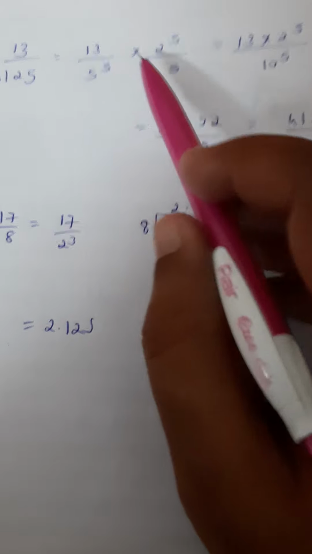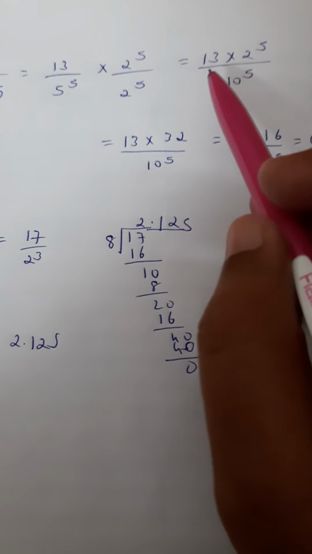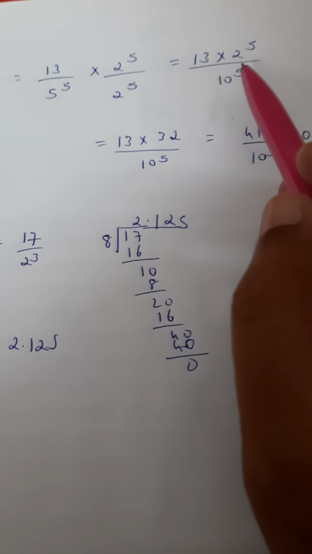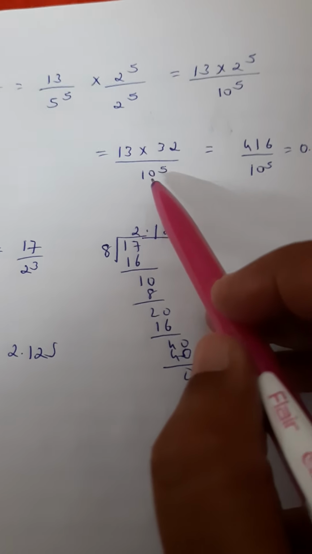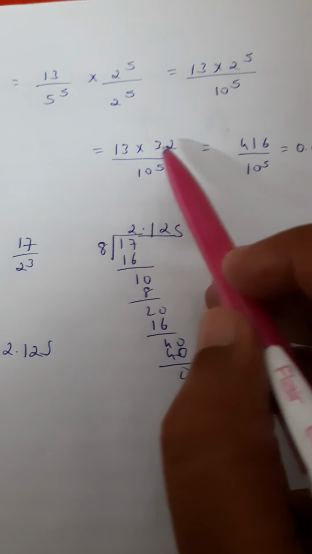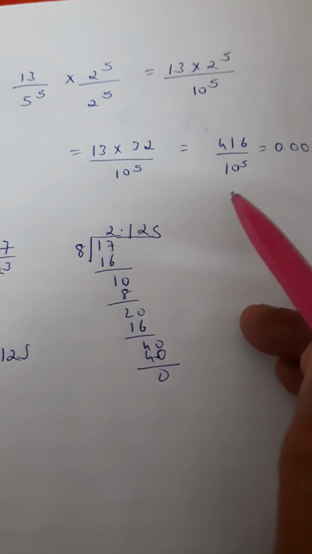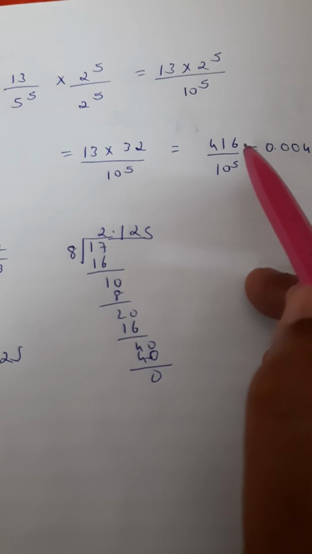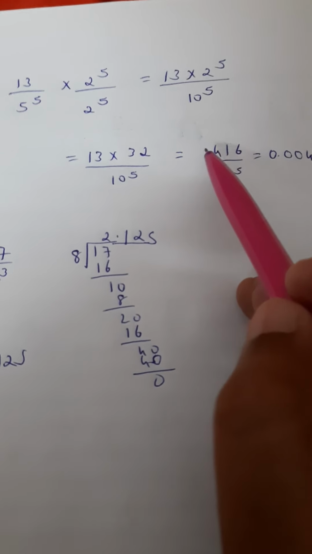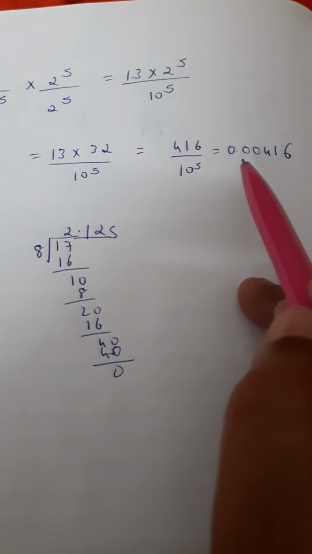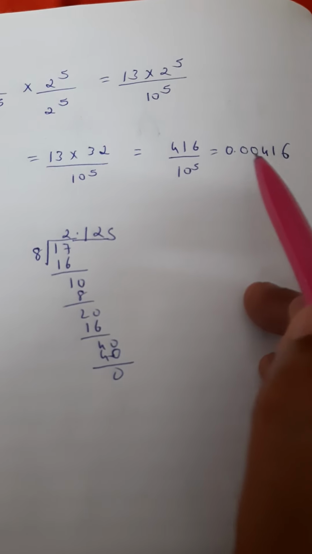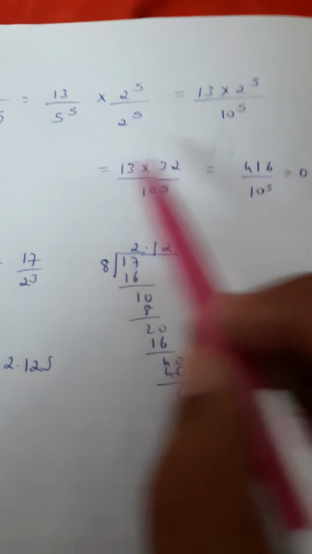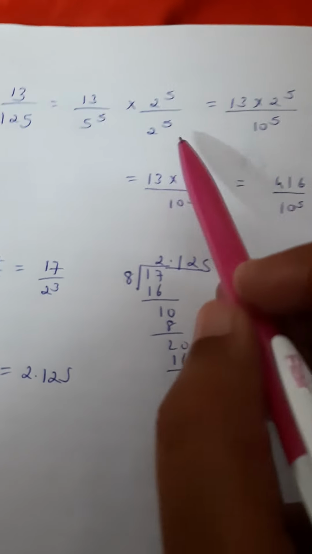So here, 13 into 2 to the power 5. What will happen here? 13 into 2 to the power 5. 2 to the power 5 is 32. So 13 into 32. And 10 to the power 5 you can write as 1 with 5 zeros, or let it remain like this, no problem. So when you multiply this, you will get 416 divided by 10 to the power 5, which is just shifting the decimal, 1, 2, 3, 4 and 5. So the answer will become 0.00416. So after how many places has it terminated? After 5 places. So you can actually divide and also see, but this is easier for bigger numbers.